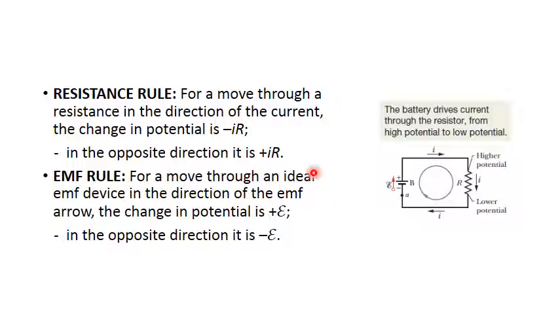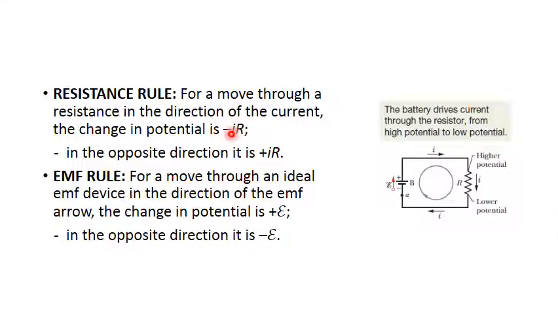Here we are talking about a resistance rule. For a move through a resistance in the direction of the current, the change in the potential is negative I multiplied by R. So if I'm talking about a loop and the assumed current of the loop is going inside the resistance, the potential difference from this point to this point would be negative IR.